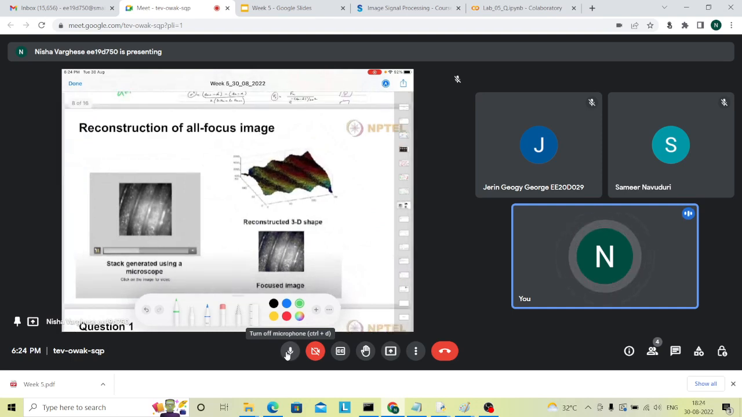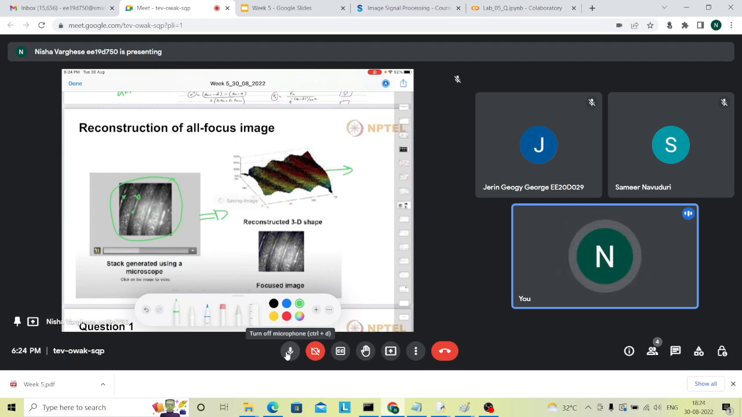This is a video shown in the lectures. Here you can see it is a single image only, a single frame from the video. Some portions are blurred, but some of them are sharp. The actual shape of the object is like this. So it is a 3D reconstructed version, and we can find the focused image.